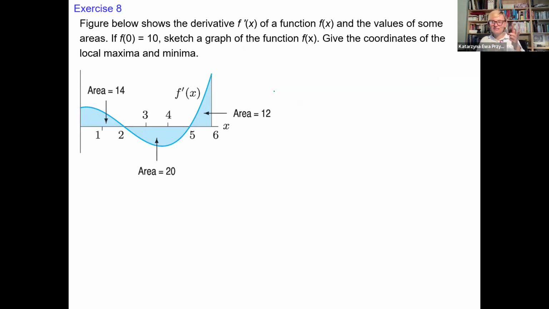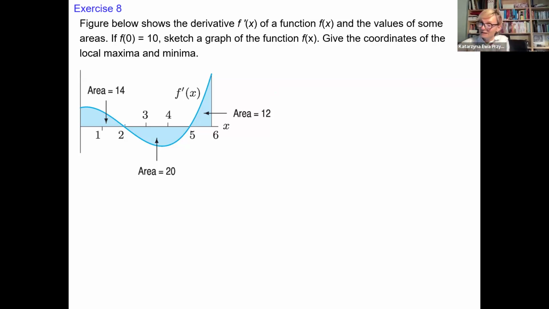Because this one is interesting, how can we figure it out? The figure below shows the derivative of the function f of x and the value of some areas. If f at 0 is 10, note that f at the initial value is not always 0, so here it is 10. Sketch the graph of the function f of x. Give the coordinates of the local maxima and minima.